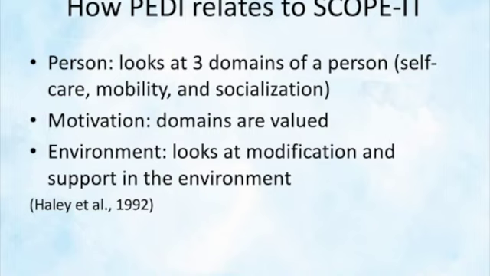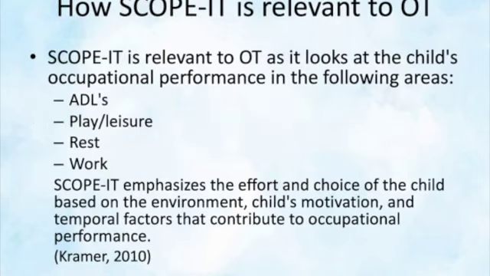And then we also, like I said before, liked the environmental component of this since it looks at the modification and support in the environment. So I think that's a really big part of this model. Scope It's related to OT in general by looking at the child's occupational performance in the following areas, such as ADLs, play or leisure, rest, and work. Scope It emphasizes the effort and choice of the child based on the environment, child's motivation, and the temporal factors that contribute to occupational performance.